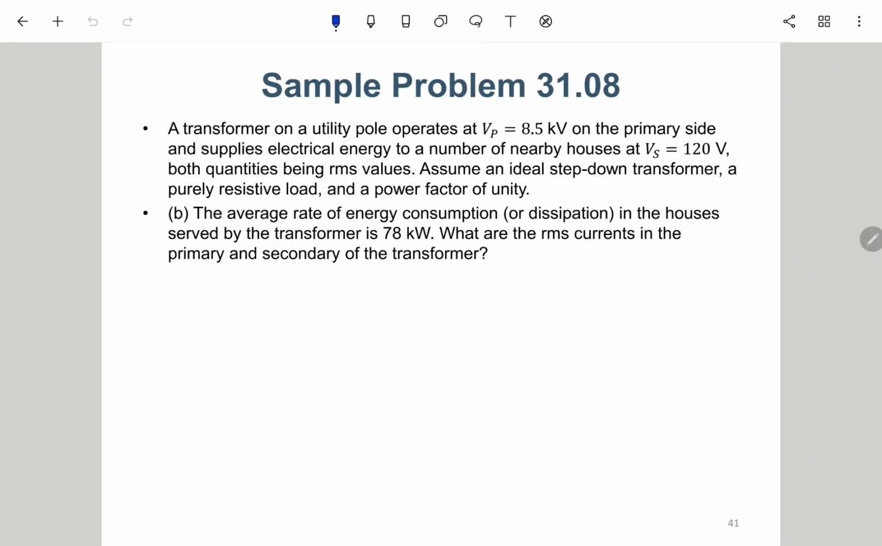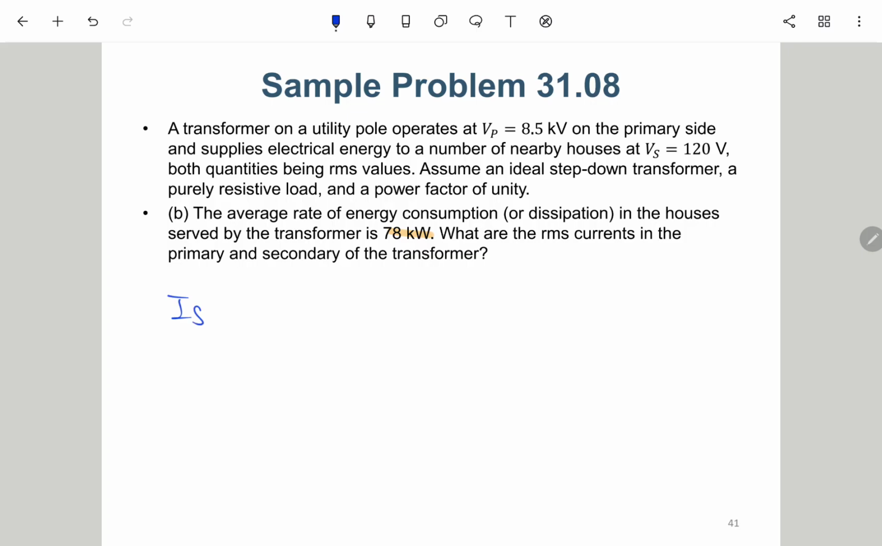So this is trivial. And then for question B, the average rate of energy consumption in the houses served by the transformer is 78 kilowatts. What are the RMS currents in the primary and secondary of the transformer?